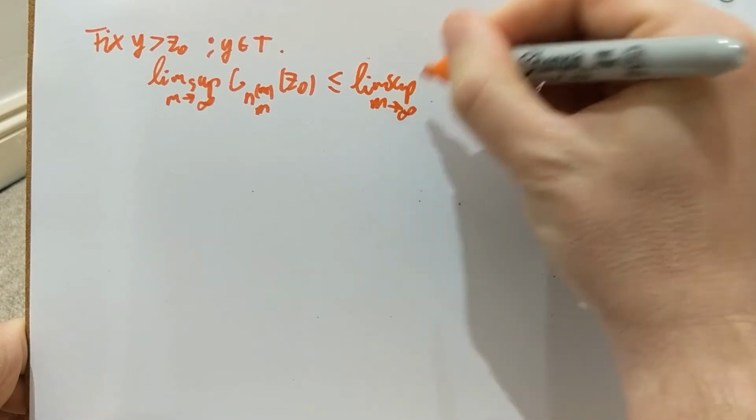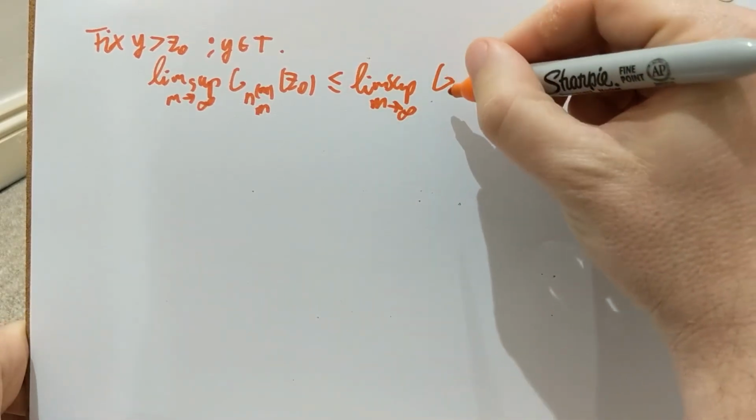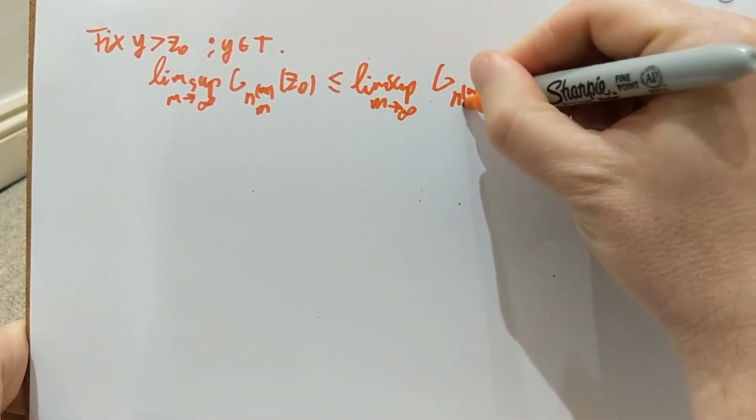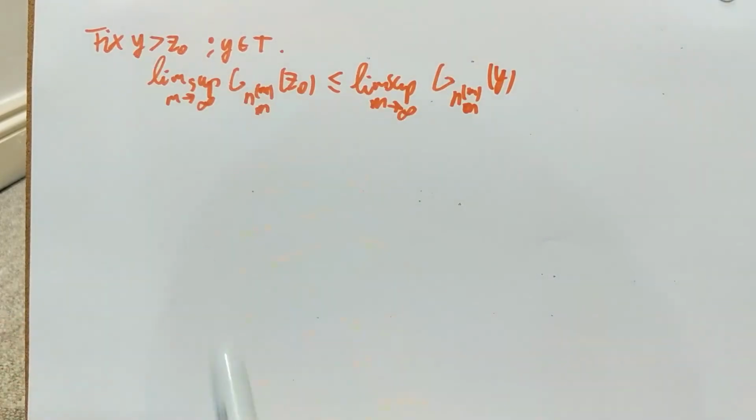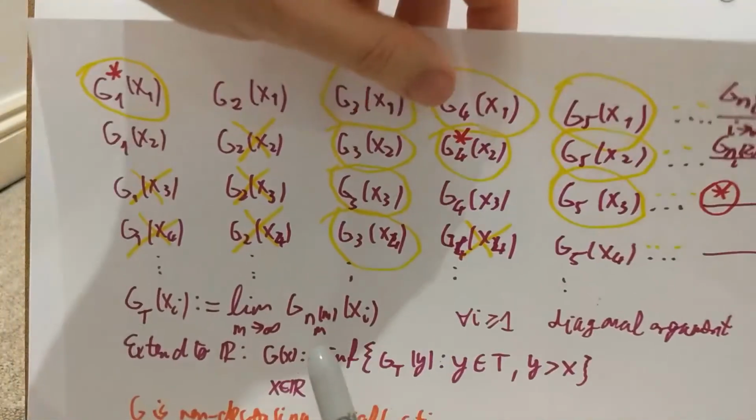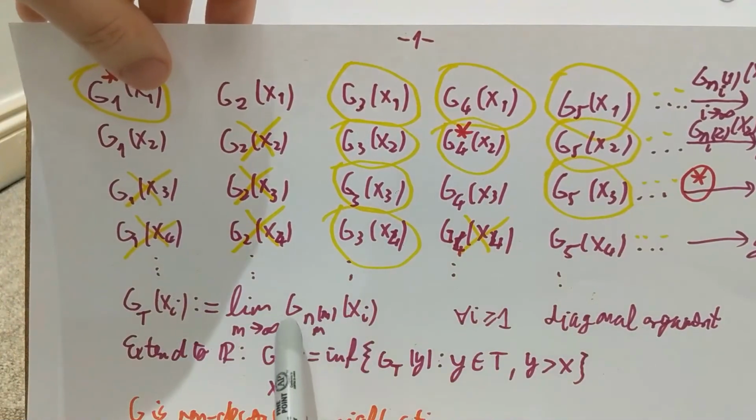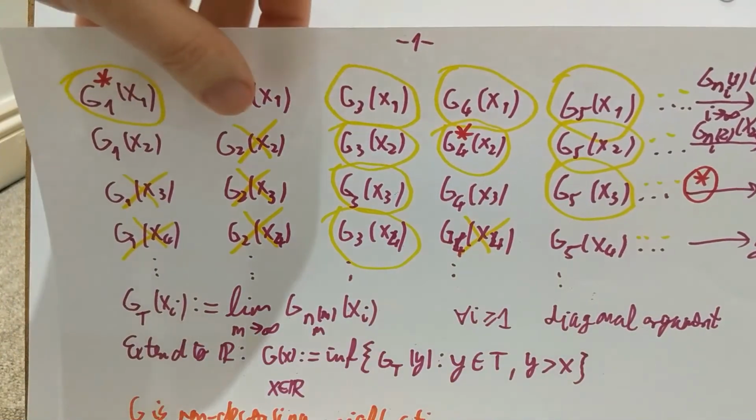and I have that if I now take G_{n_m} at y, and y is larger than z_0, then I have an inequality surviving the lim sup. However, y is in T, and in T I do have convergence of the G_{n_m}'s, and the limit is g_T.